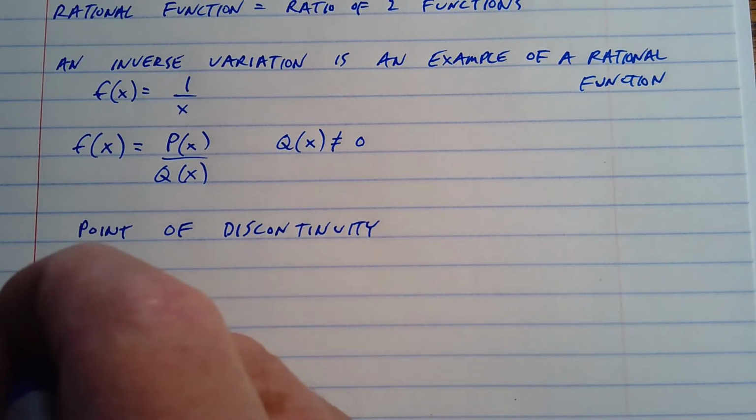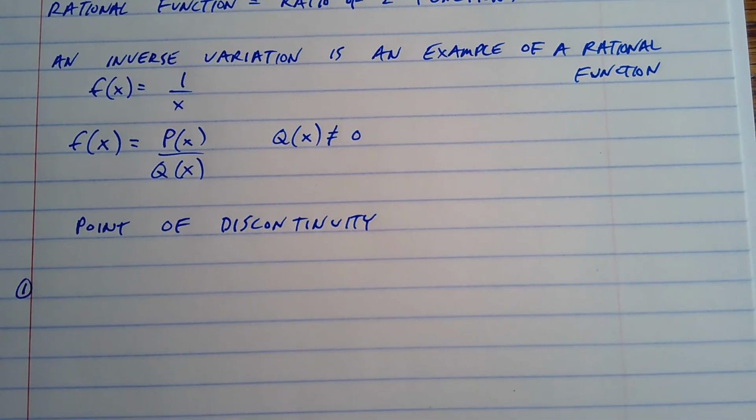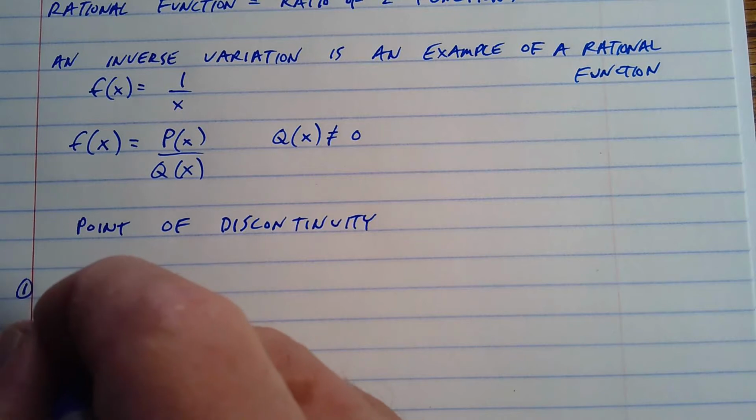So the first examples and questions relate to finding points of discontinuity. So that's kind of the first part. The second part is then figuring out, is that point of discontinuity going to be a vertical asymptote, or is it going to be a hole? All right, so here's the first function here.